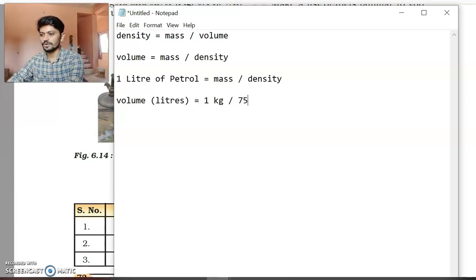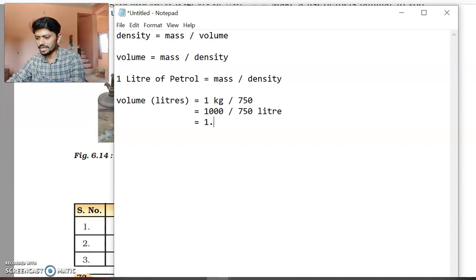Now the density of petrol is almost around 750 kg per meter cube. So we have another term called meter cube. And don't worry, this is just for the purpose of learning. So I know unit is meter cube. Now 1 meter cube has 1000 liters. So again it would be 1000 liters divided by 750.